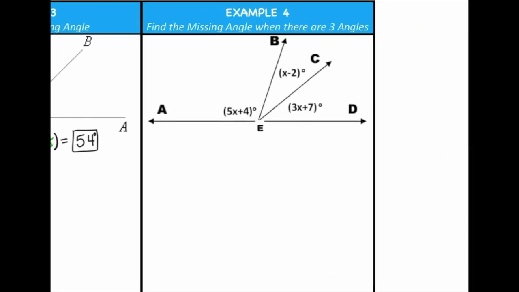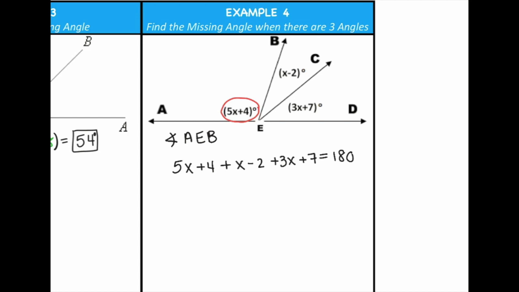For this last example, we want to find the missing angle, but this is a special example. In this example, we have 3 angles that form our supplementary angles. And we are just looking for the measure of angle AEB, which is this one here. So we're going to have to add all of these angles together, and the sum of these angles is 180 degrees.